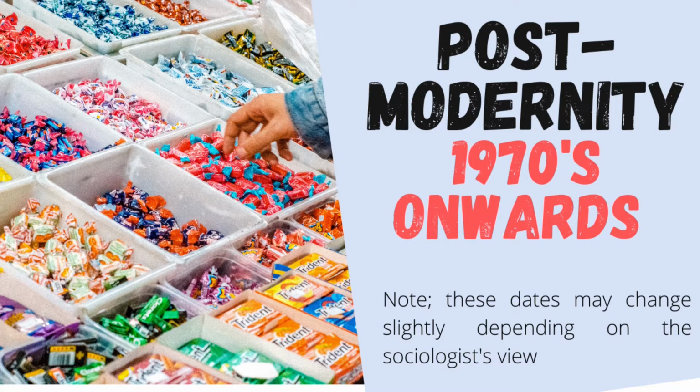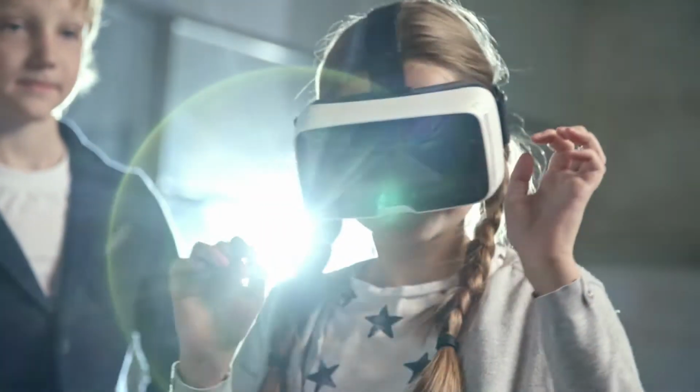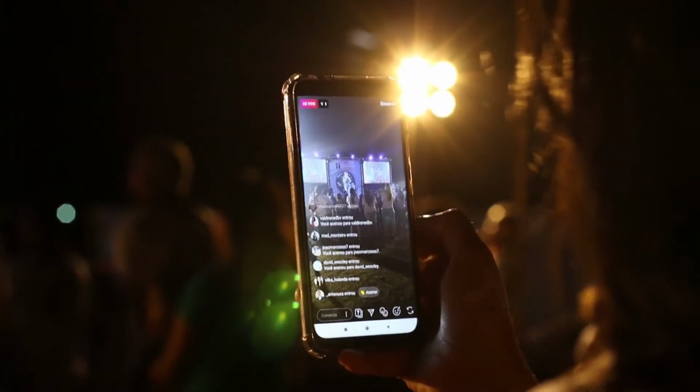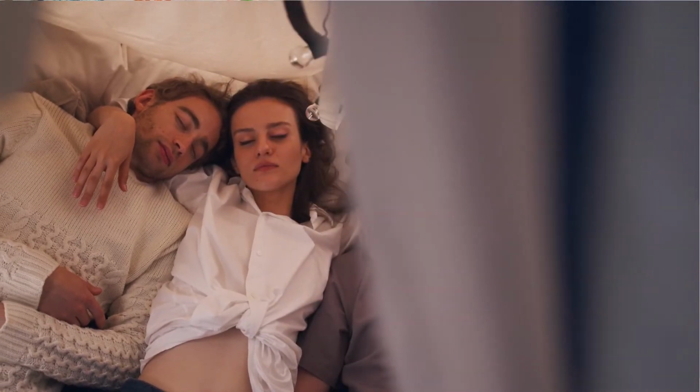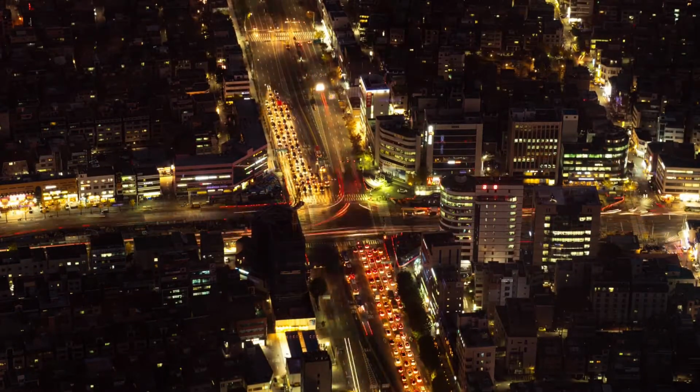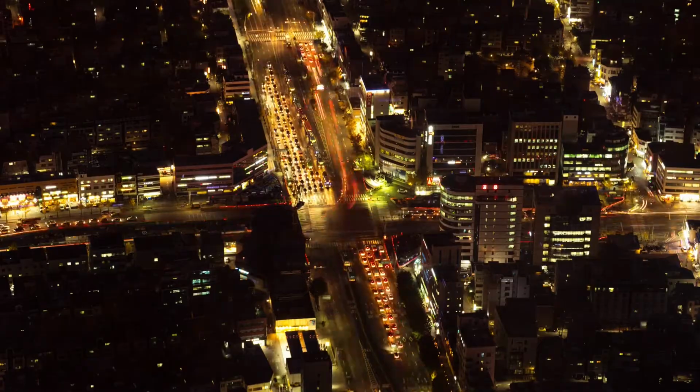Postmodernists believe modernity ended in roughly the 1960s and that society fundamentally changed. Post means after something, so postmodernity means after modernity. Postmodernists believe the features we use to explain modernity no longer apply and that we now live in a new, completely different type of society called a postmodern society.